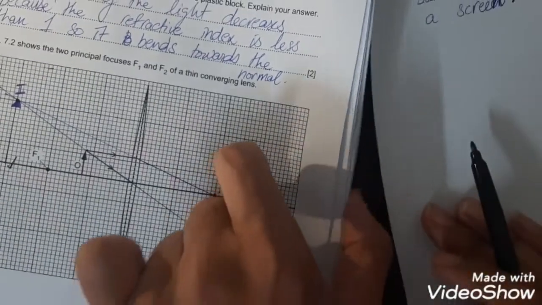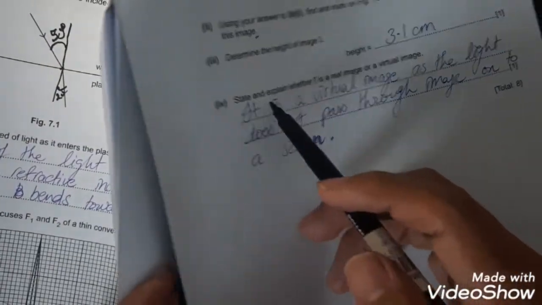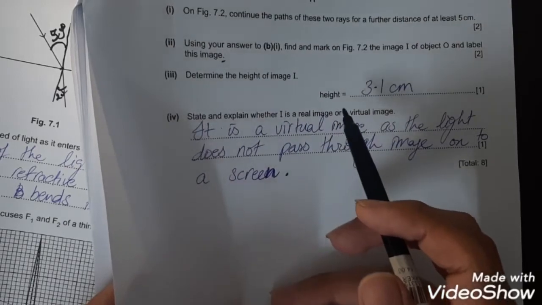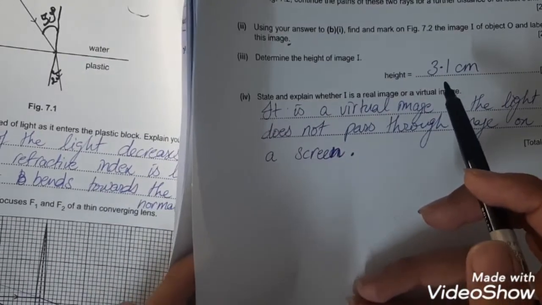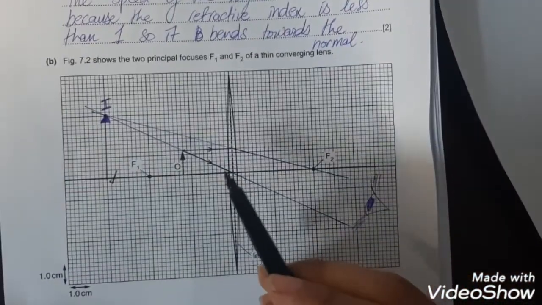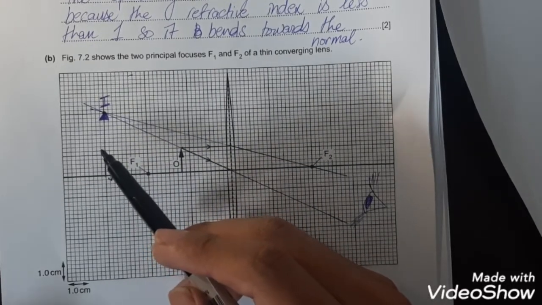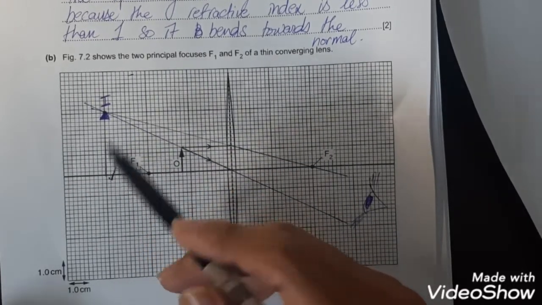Then part 3 states determine the height of image I. So the height is 3.1 centimeter, which will be calculated using the ruler, and so this 3.1 centimeter will be the final height of the image I.